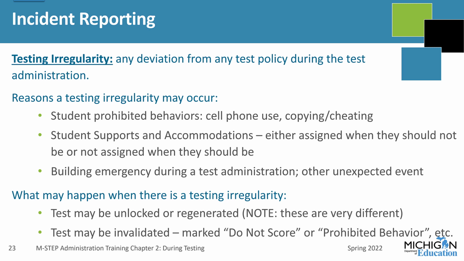But some things that might happen is the test could be unlocked or regenerated. The note here is to remind you that unlocking a test means the student can continue where they left off, whereas a regeneration erases all of the student's responses and they have to completely restart. Next, a test can be invalidated, such as being marked Do Not Score or prohibited behavior.